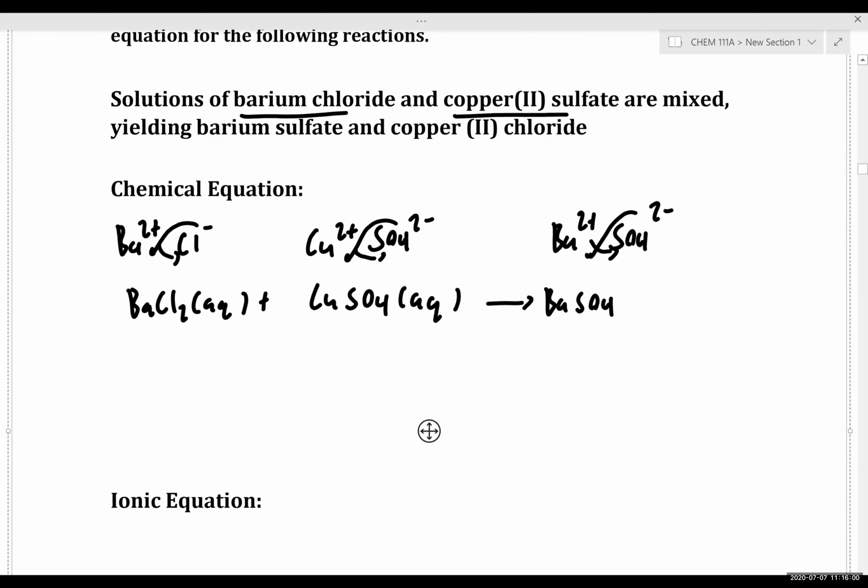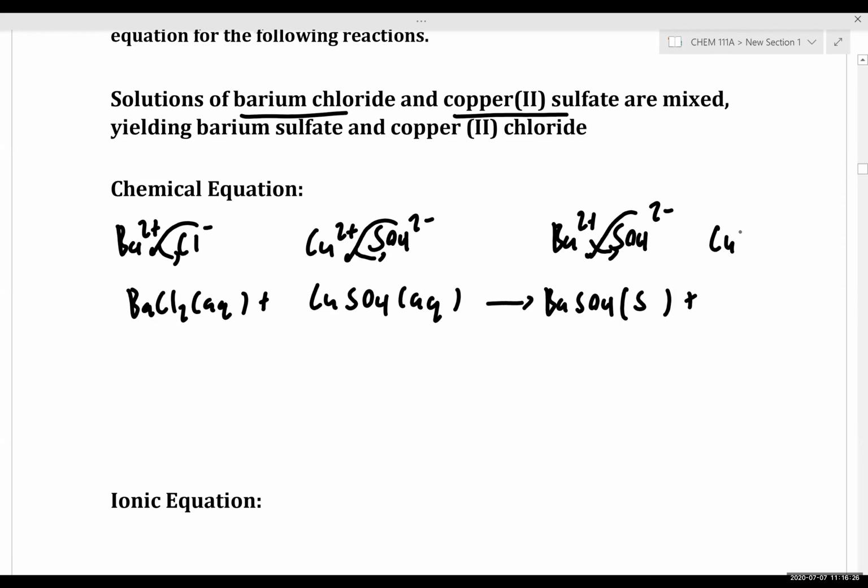BaSO4. And my question to all of you is, what is the state symbol for barium sulfate? Is it soluble or insoluble? Is barium sulfate soluble or insoluble? It's insoluble, so it gets a solid symbol.